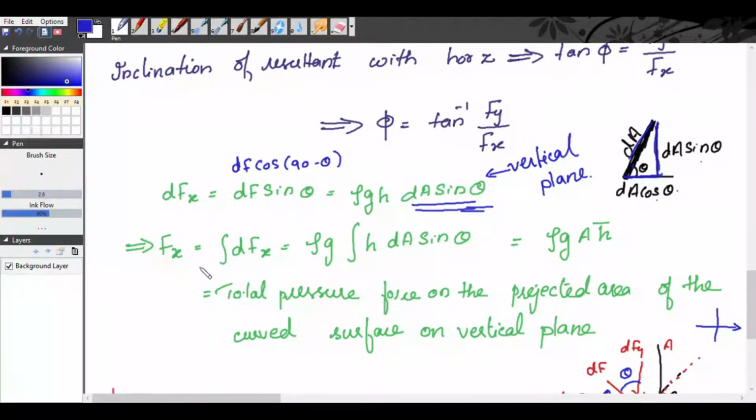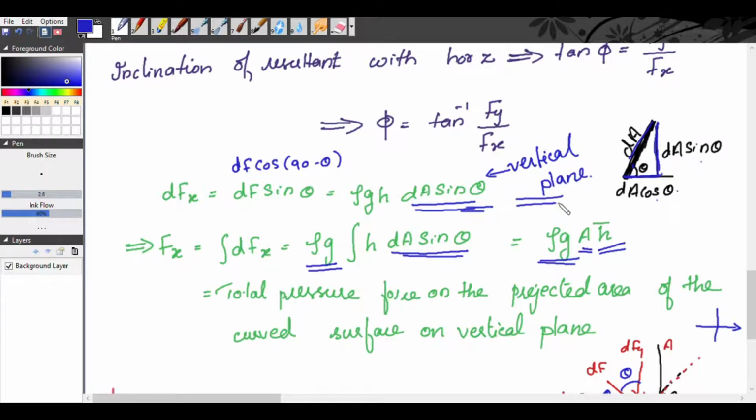So Fx is equal to the integration of dFx. We get rho g into the integration of h dA sin theta. Rho g is constant. Now the integration of h gives h bar, which we have discussed in the earlier classes. h is the distance of the center of gravity of the smaller area from the free surface of water. When we integrate, we get the center of gravity for the whole curved surface. So that is h bar, the distance of the center of gravity of the curved surface from the free surface of water. And when you integrate dA sin theta, you get the area, because it is the vertical plane, right?